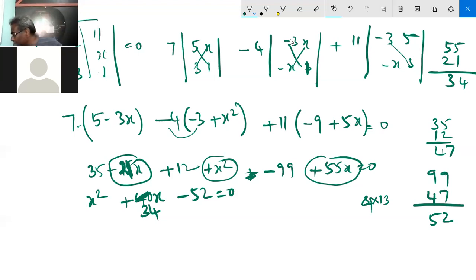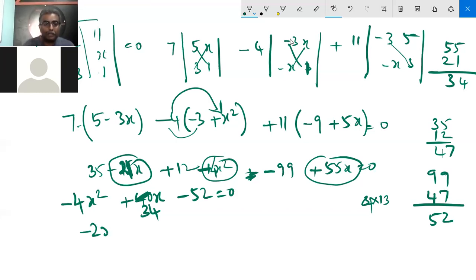But let me check with my notebook. There's something wrong here, right? No, this is not. This is 4x squared minus 4 into plus x squared is equal to minus 4x squared. So minus 4x squared plus 34x minus 52. Okay. Then divided by 2, you will get minus 2x squared plus 17x minus 26 equal to 0.